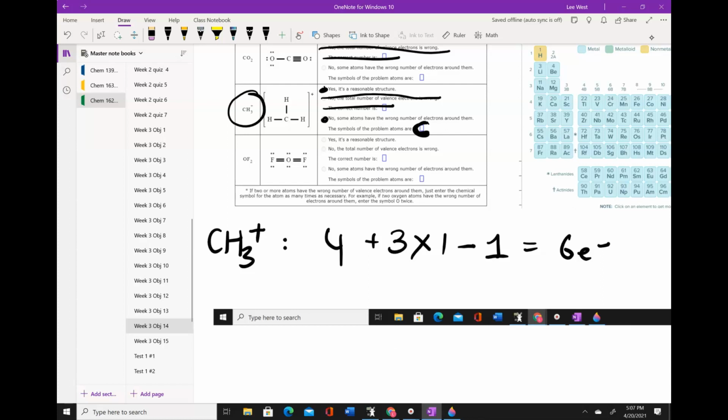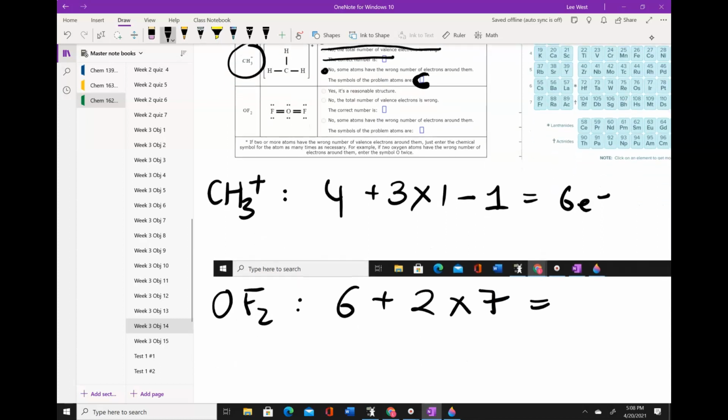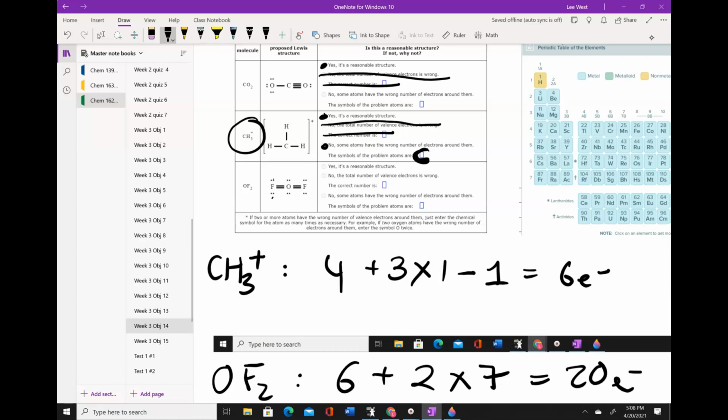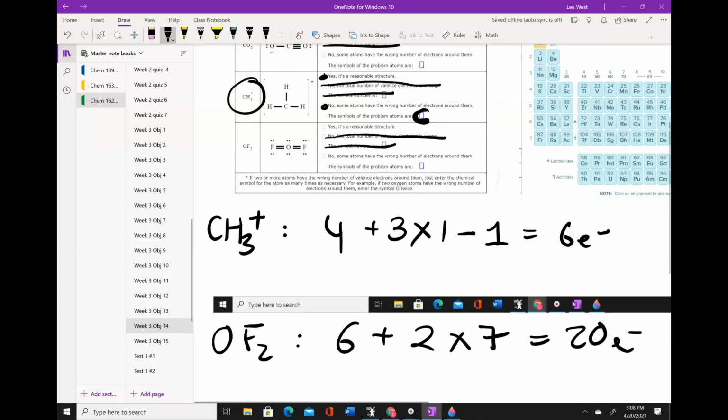All right, here we go. OF2. Oxygen, group 6A, gives me 6 electrons. I've got 2 fluorines. They're in group 7A. They each give me 7 valence electrons. 6 plus 14, 20 electrons. Do we have 20 electrons? 2, 4, 6, 8, 10, 12, 14, 16, 18, 20. So it has the correct number of valence electrons.